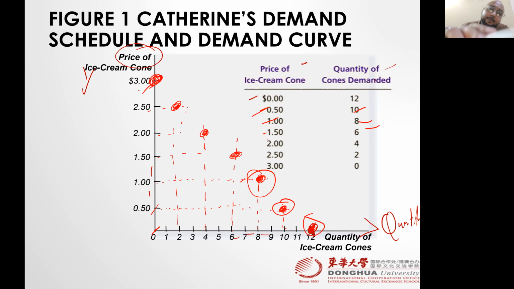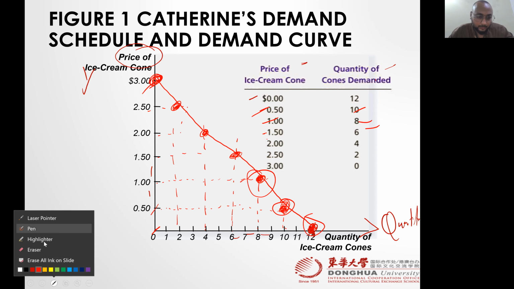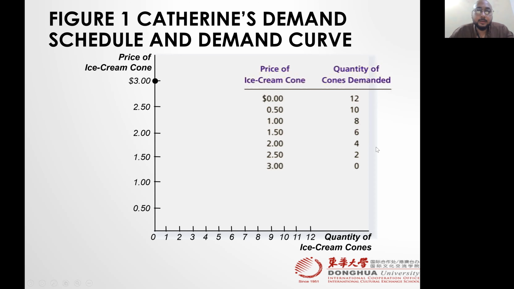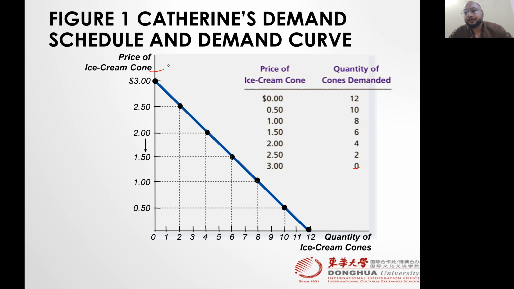So what is the graph or what is the curve? If you just connect all these, what about my drawing? It's not good. But if you take the ruler, you just need to connect this. So this is called the demand curve. So can we explain the law of demand through the curve? Yes. How? Let's go through the examples here. When 3, it is 0. When 2.5, it is this. So you just connect all these here.